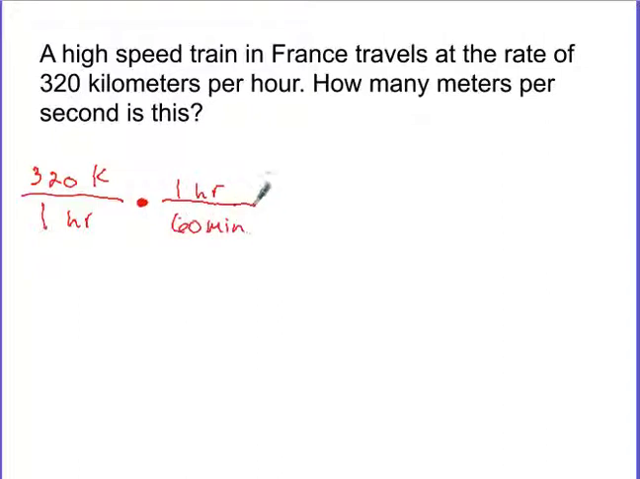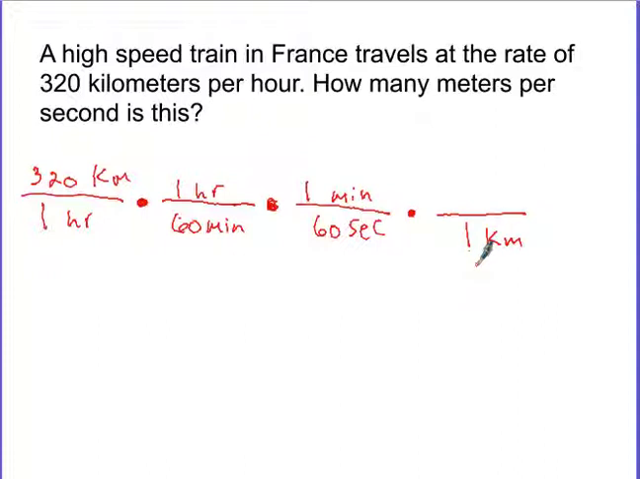But I don't want minutes, I want seconds. So put the minutes on top and change it to seconds. So 1 minute is how many seconds? 60. 60 seconds, okay? So now, that's good, we've got seconds where we want them, but I have one more conversion factor that I need to do. So I need 1 kilometer on bottom.